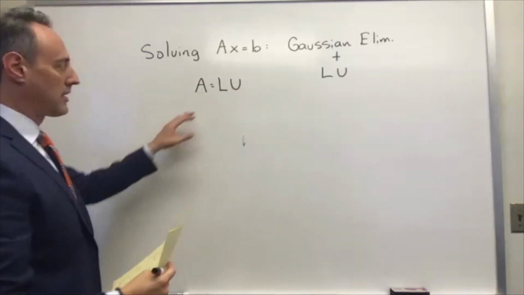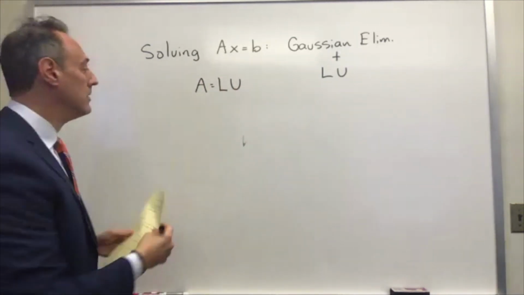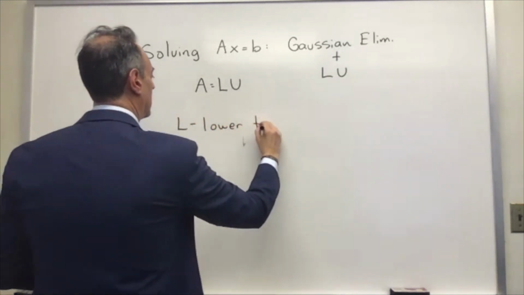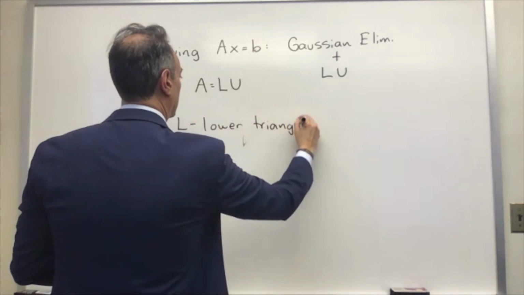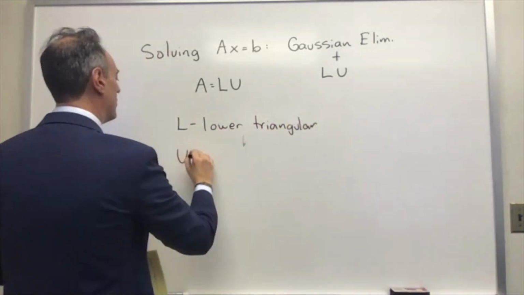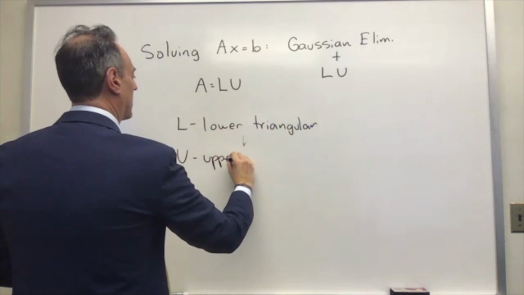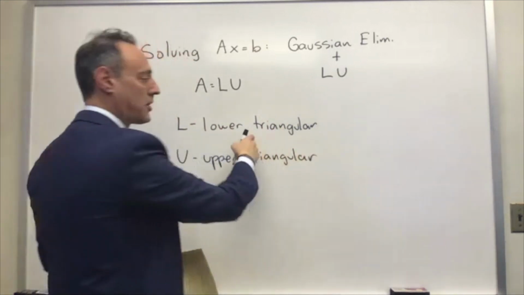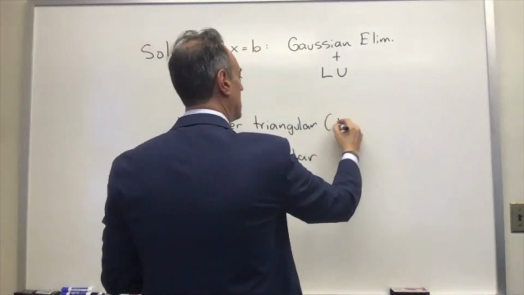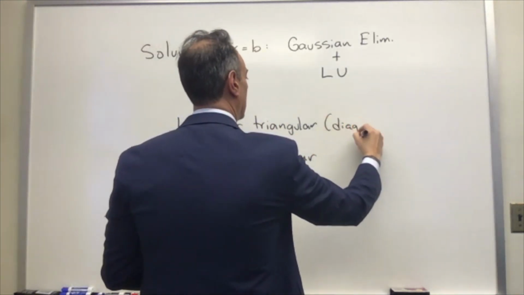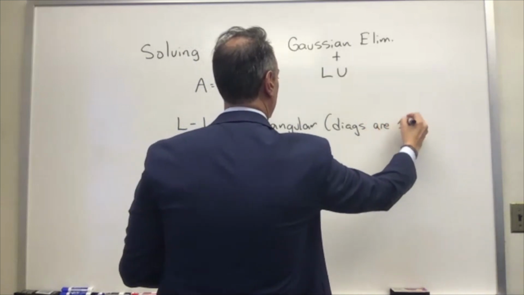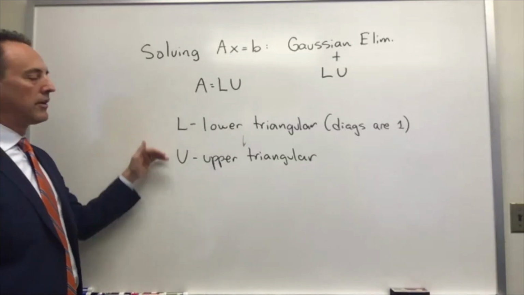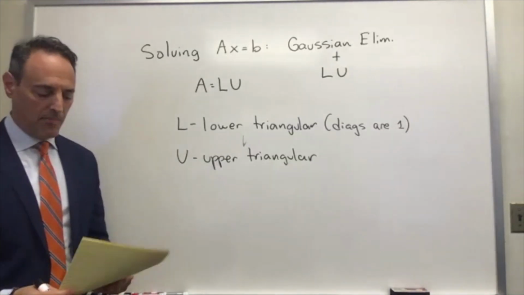So the idea of LU decomposition is to take this matrix A and write it as a product of two matrices, L and U. L is lower triangular, and U is upper triangular. I'm going to impose one more restriction on L, which is that the diagonals are 1. So it's got this lower triangular and upper triangular form. Now, why is this important?